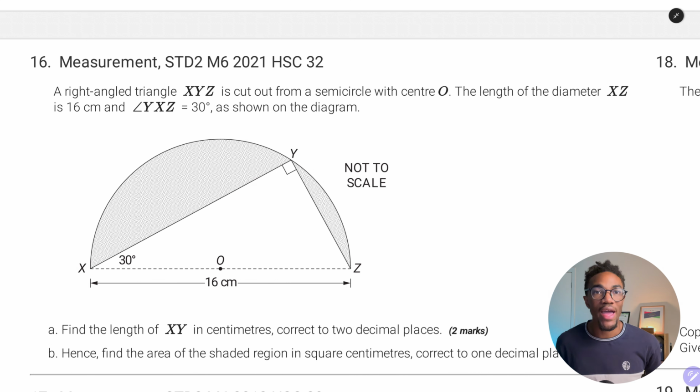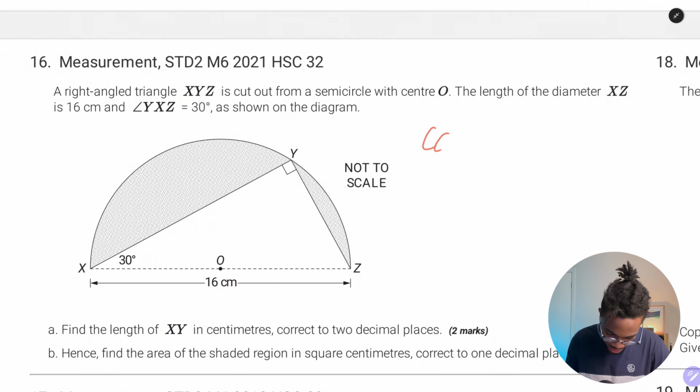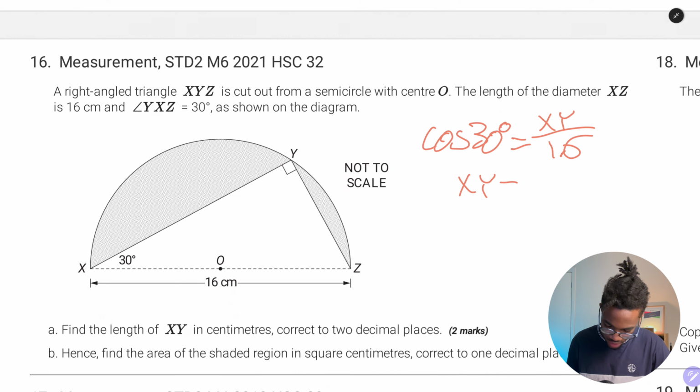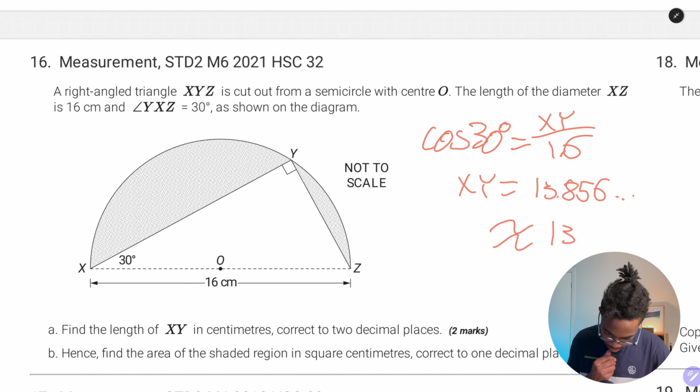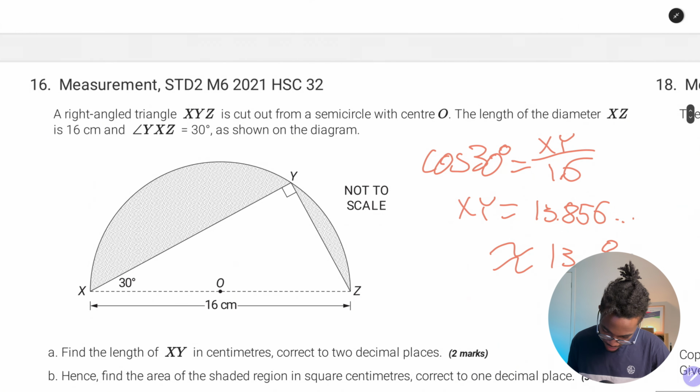Recognize it's a right angle triangle, so I'm going to use normal trigonometry ratios. I'm going to use cosine: cos 30 degrees equals XY over 16. XY is equal to 16 times cos 30 degrees. That equals 13.856..., approximately equal to 13.86 centimeters. Okay, next one.